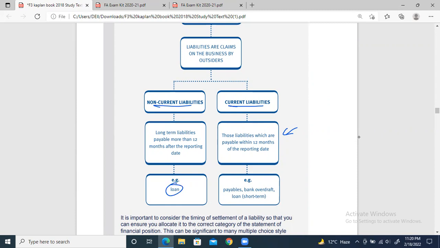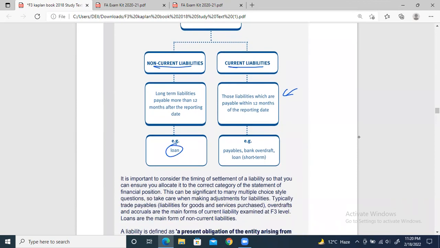And current liabilities include mainly these things which are written over here in the examples: payables, bank overdraft, loan, any kind of short-term loan that we have. It is classified under current liabilities.